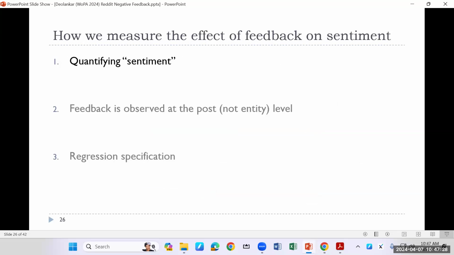There are at least two challenges we need to address before we can answer this question. First is we need a method of quantifying sentiment from text. Remember, I told you I observe the actual text posted on the platform. So how do we quantify sentiment from text?